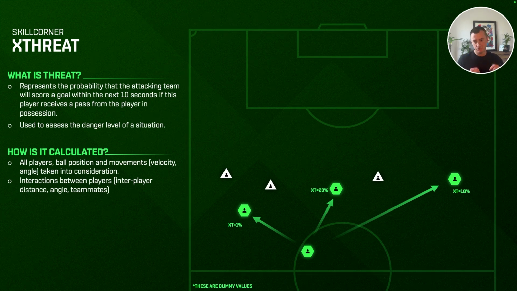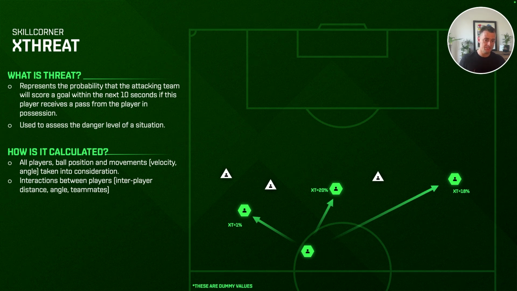What expected threat does is it represents the probability that the attacking team will score a goal within the next 10 seconds if this player receives a pass from the player in possession. And we calculate it using various things, including all players, the ball position and their movements, which includes their velocity and their angle, and the interactions between players as well. So that's interplayer distance and angles, looking at teammates.